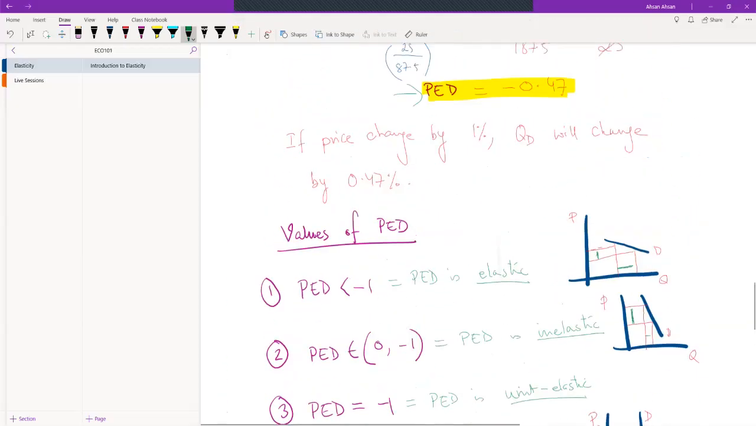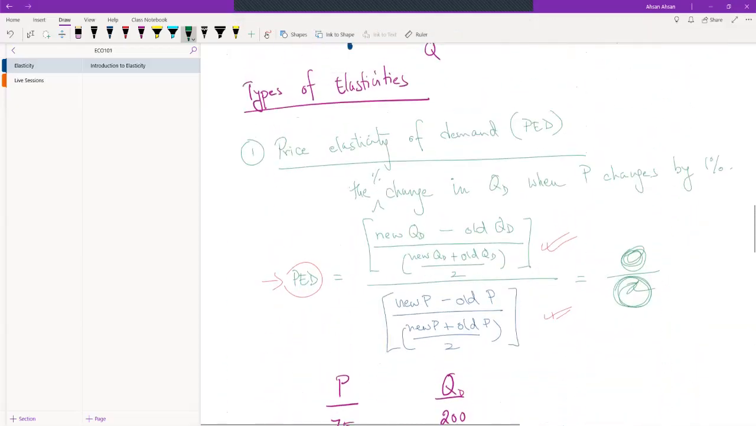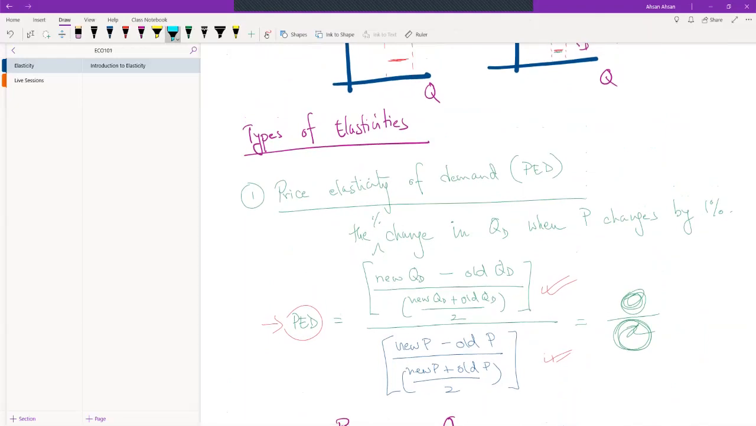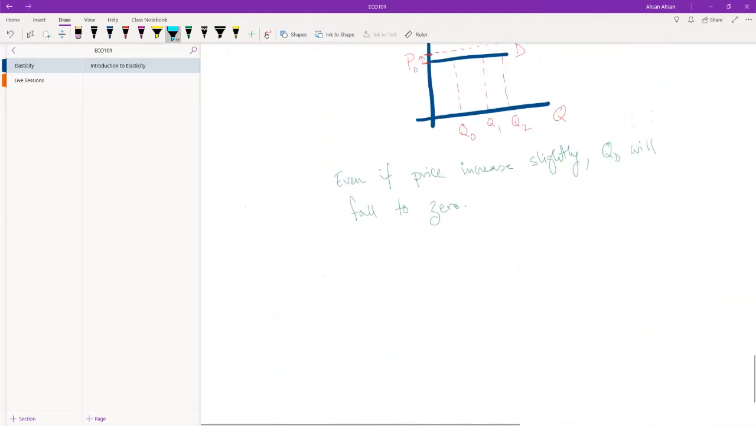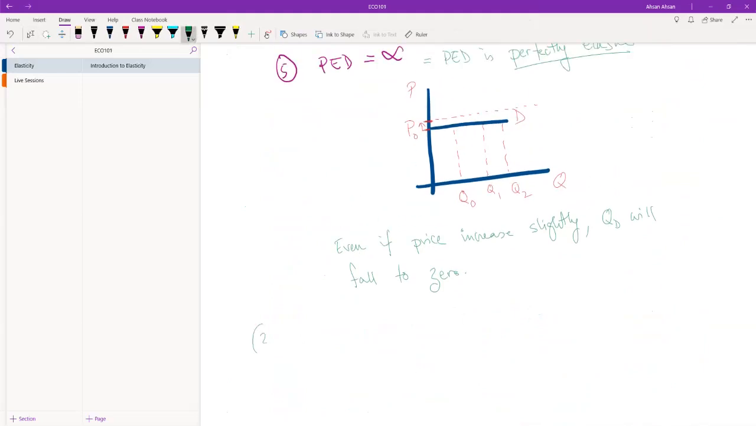Okay, so that was it for price elasticity of demand. Let me just highlight this. The next thing we're going to look at, number 2, is income elasticity of demand, or in short, YED.